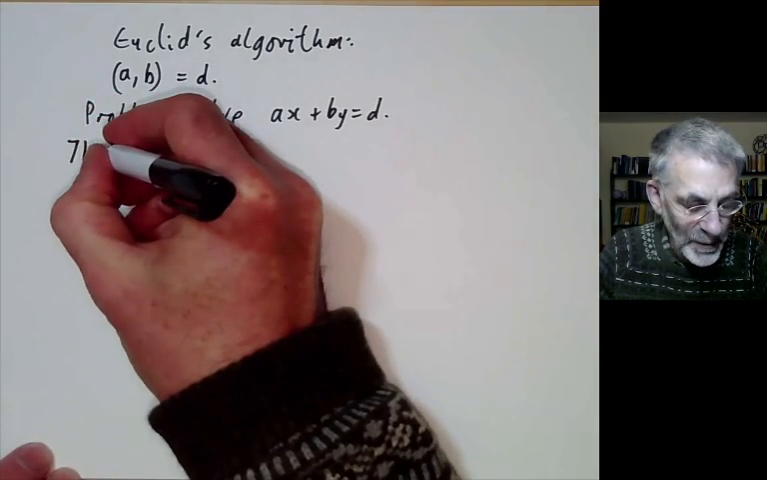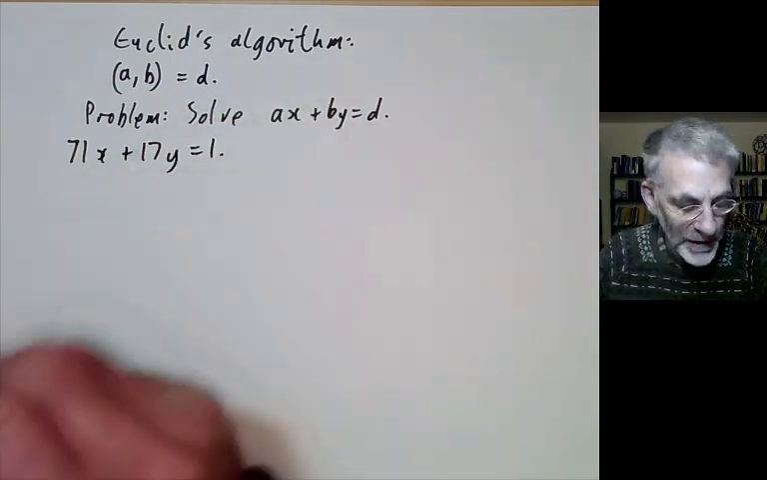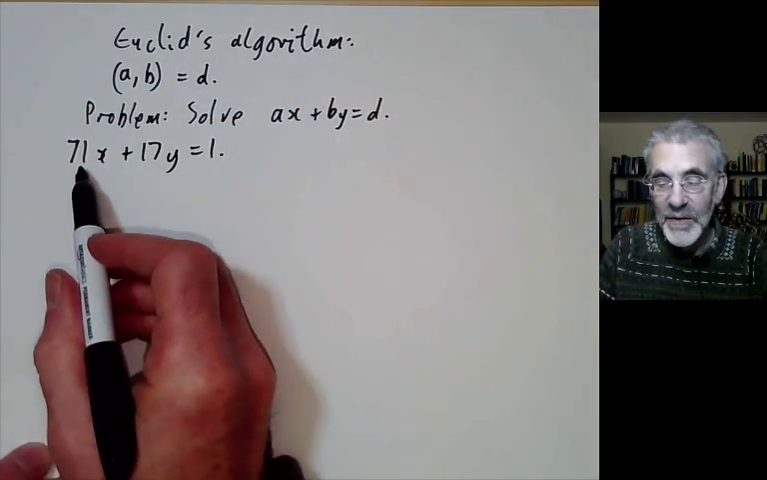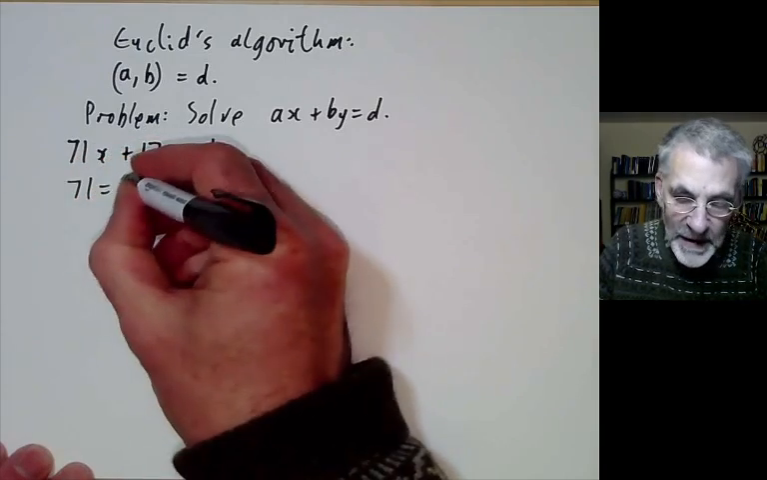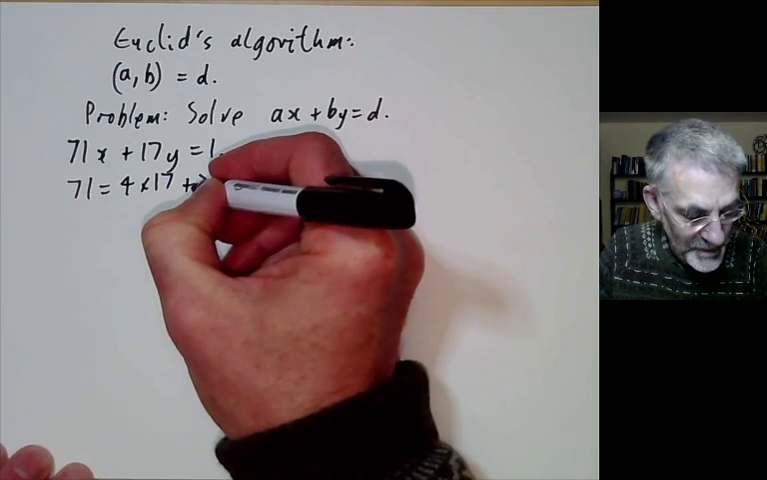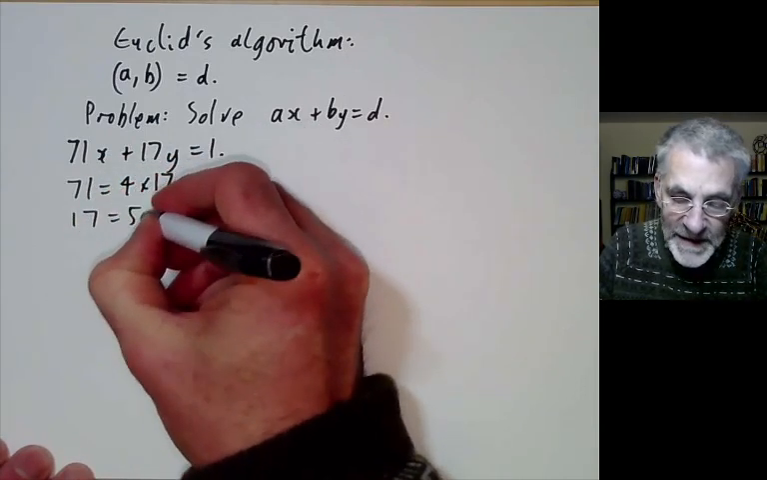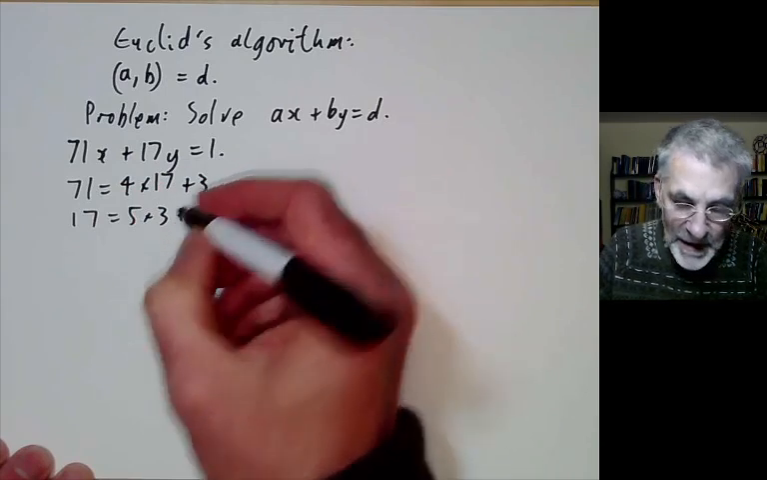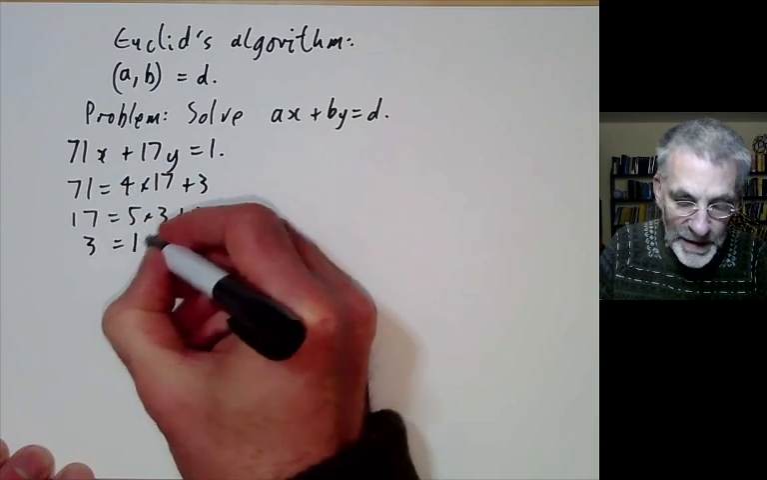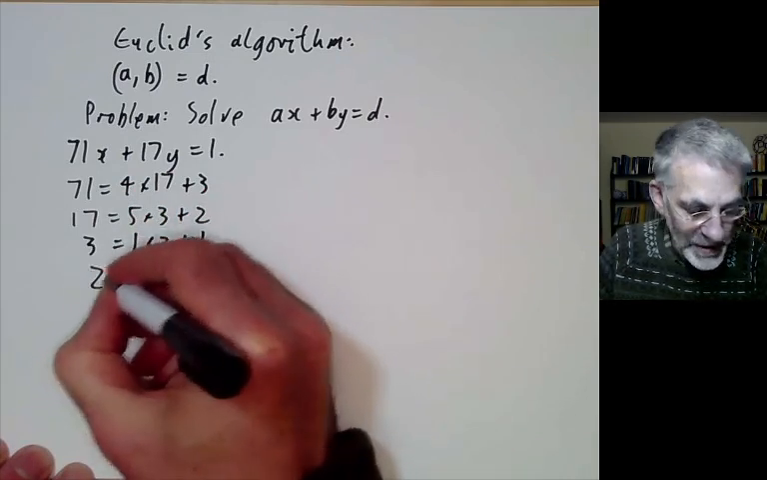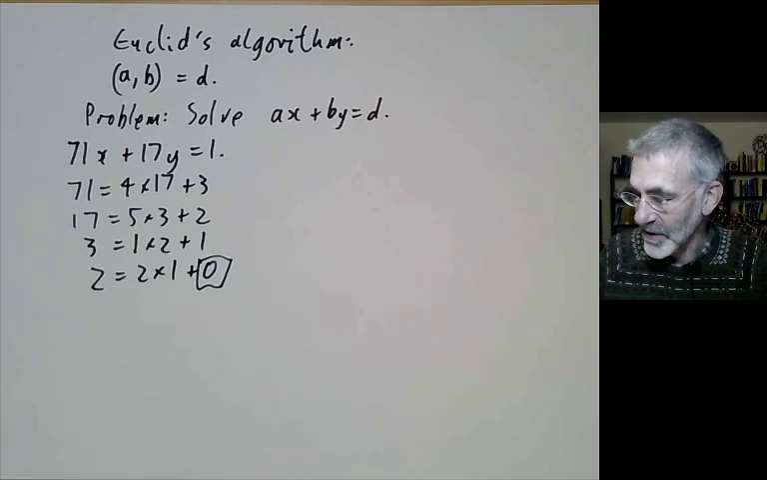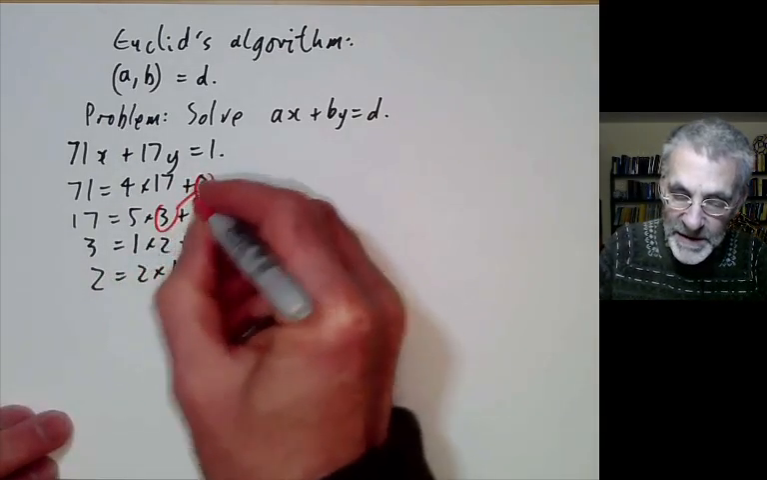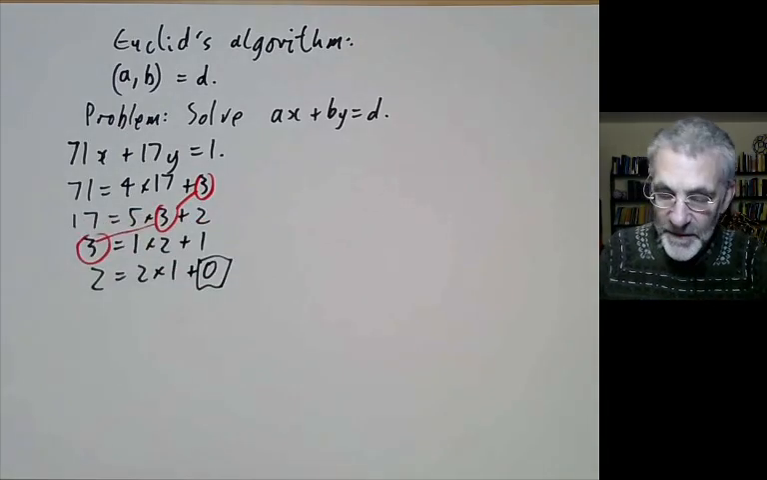So suppose you want to solve 71x plus 17y equals 1. First of all, we use Euclid's algorithm to find the greatest common divisor, even if we already know it. So we write 71 equals 4 times 17 plus a remainder of 3. And then we have 17 equals 5 times this number 3 plus a remainder of 2. And then we divide again, we have 3 equals 1 times 2 plus a remainder of 1, and then we get 2 equals 2 times 1 plus a remainder of 0, and since we've got a remainder of 0, we stop here.